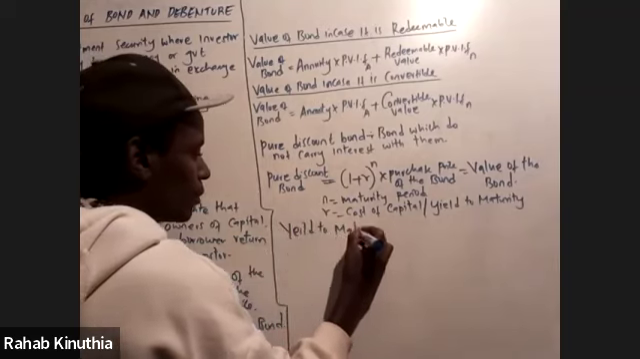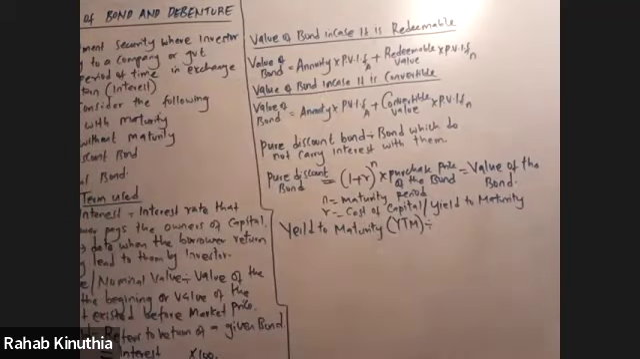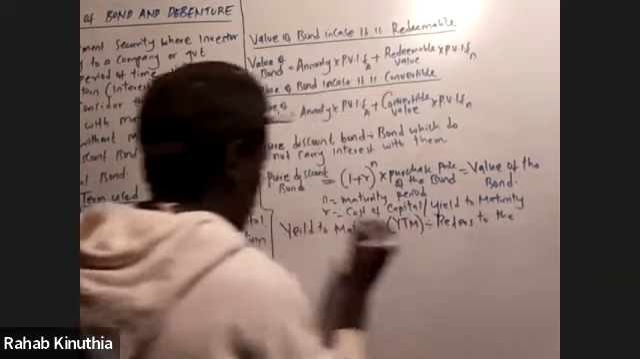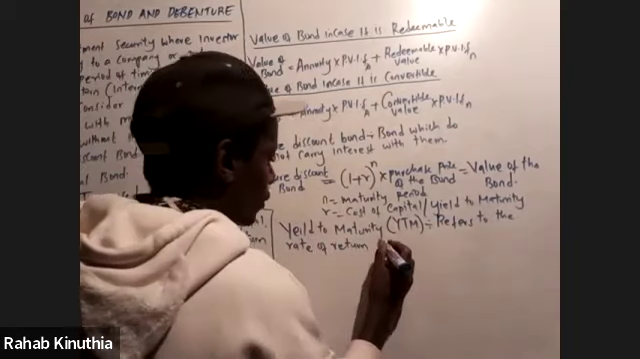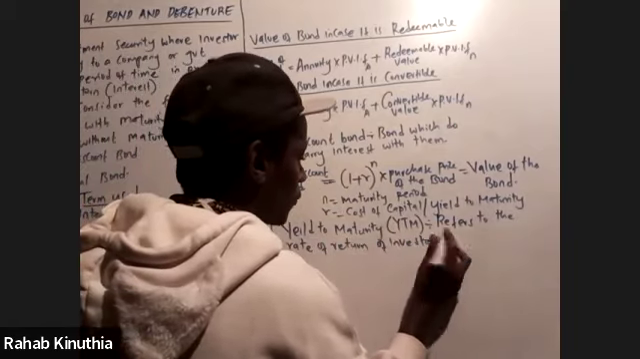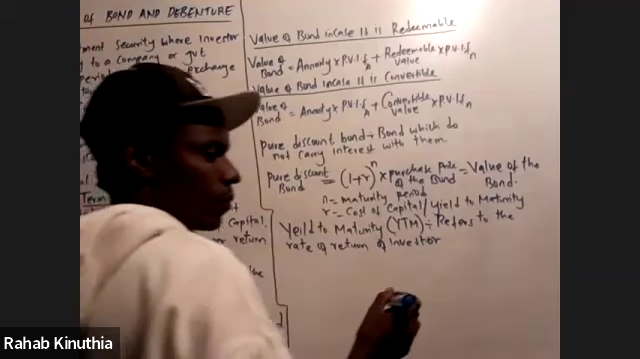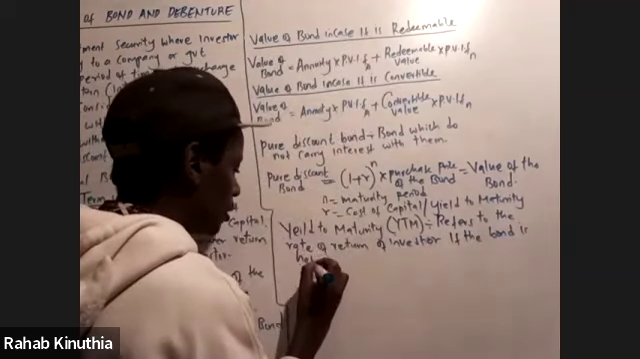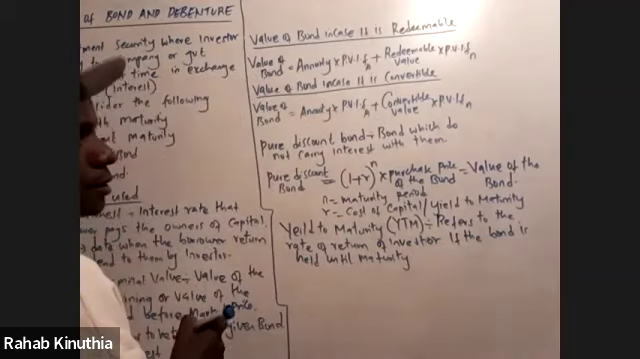Yield to maturity, which is YTM, refers to the rate of return of an investor. So what will an investor receive back if the bond is held until maturity?